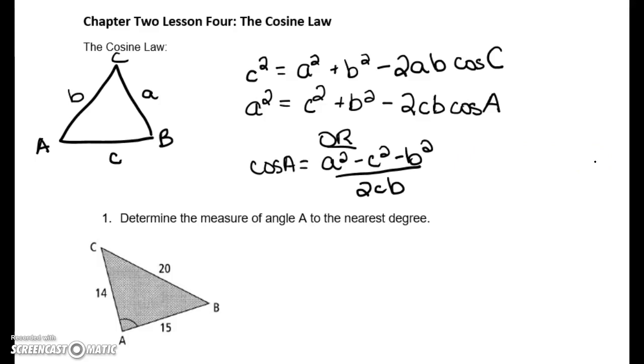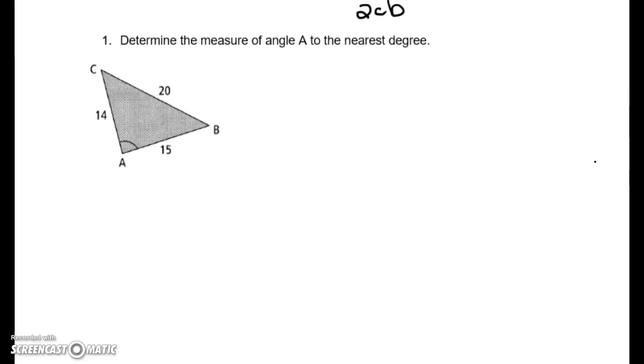Now let's apply the law of cosine to an actual example. This one comes from number 1 in your notes. We're going to determine the measure of angle A to the nearest degree. As a quick recap, we know that we're using the law of cosine and not the law of sine because we're given side, side, side, and we're looking for an angle.